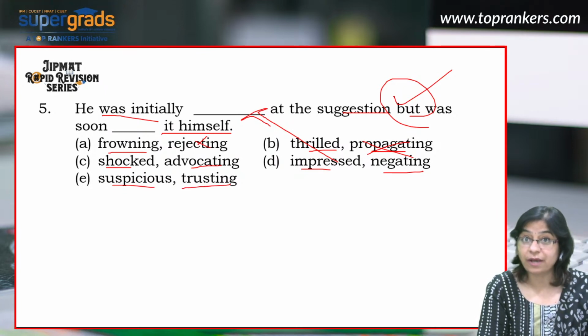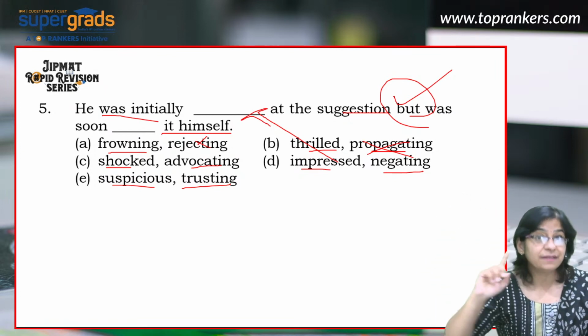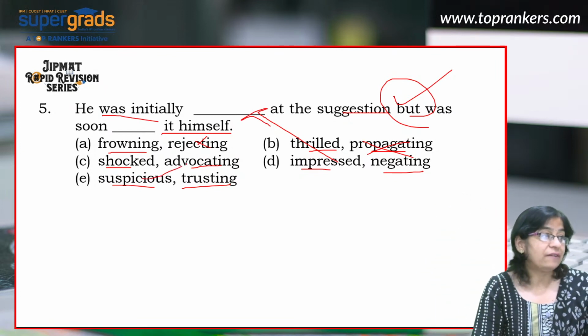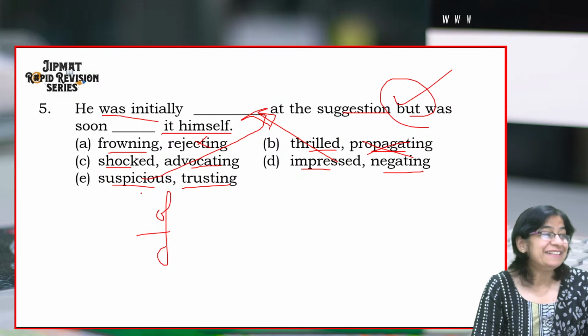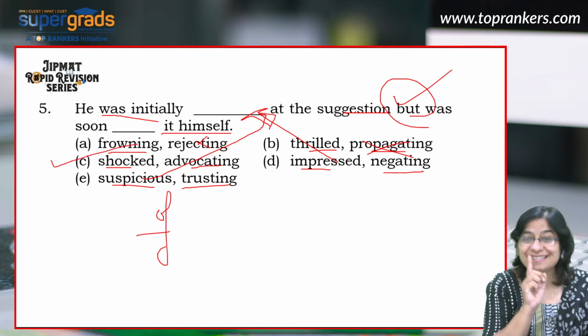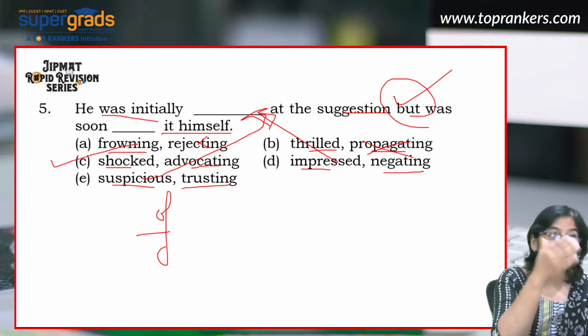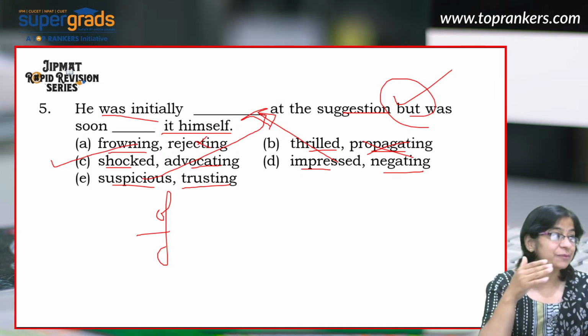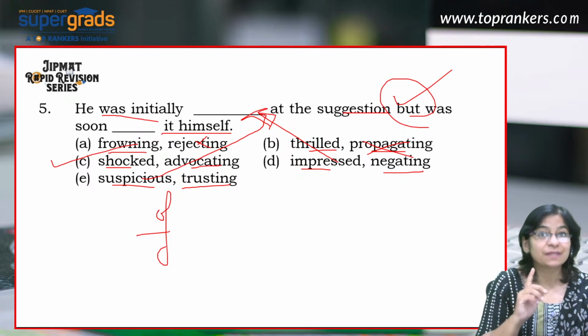Well, looks good answer choice. He was suspicious and then later he started trusting it. But I have another doubt. Are we suspicious at a suggestion or are we suspicious of a suggestion? What is it? So, out of the given choices, C is the most appropriate answer. And let's understand why. He was initially shocked at the suggestion, but he was soon advocating it himself. Best answer choice.